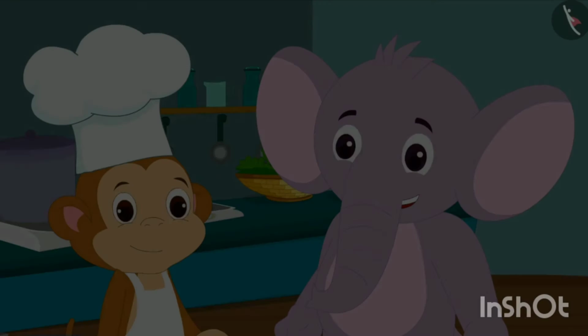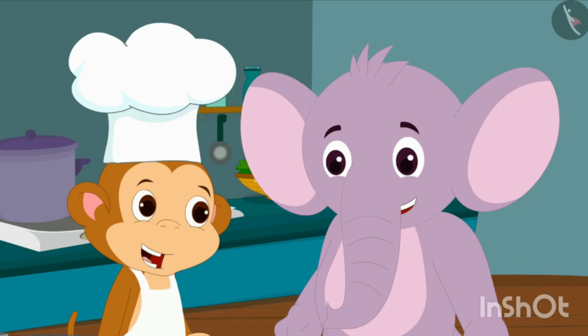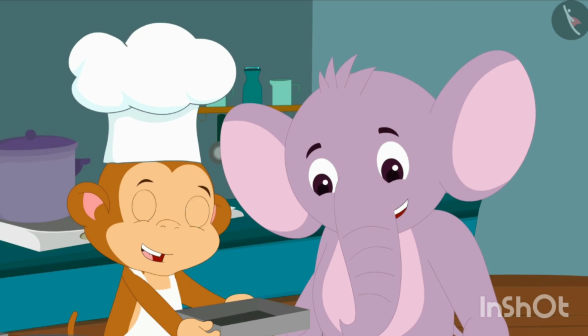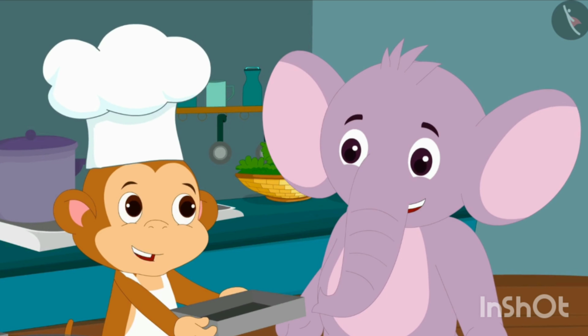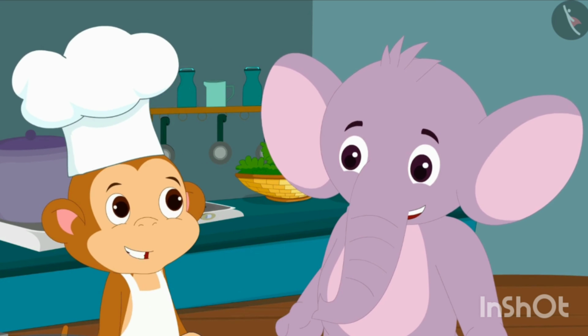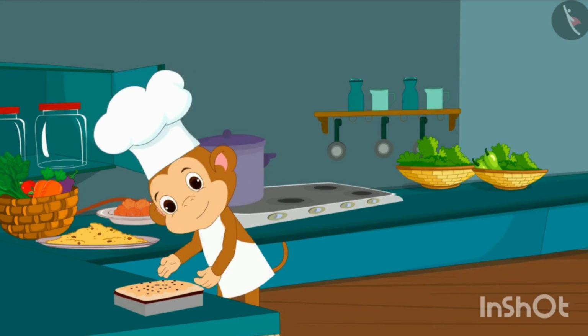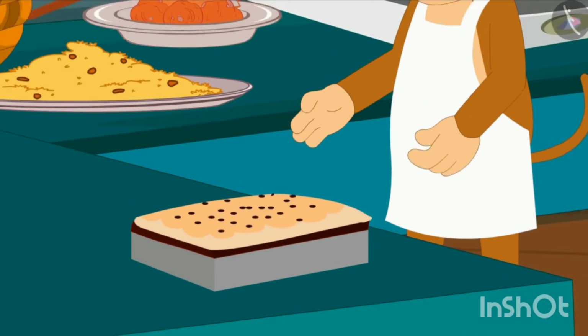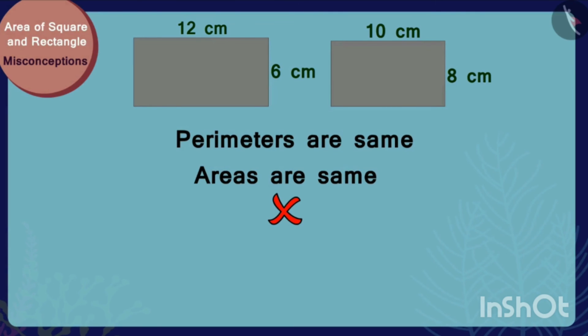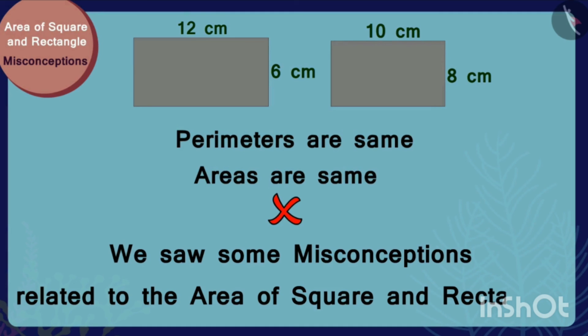Understood? Oh, I understood. And now I will make Banno's birthday cake in this big tray. You must come to her birthday party, Appu. Babban baked a beautiful cake for Banno using that big tray. Children, in this video we saw some misconceptions related to the area of square and rectangle.